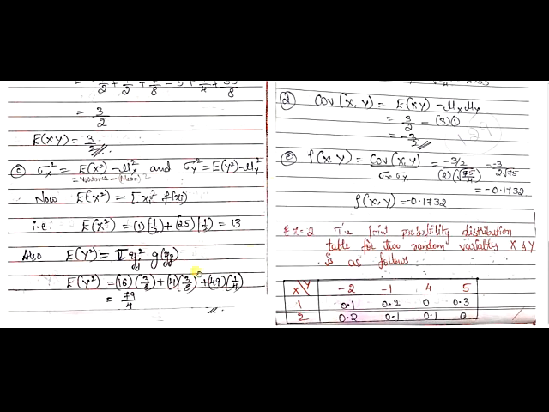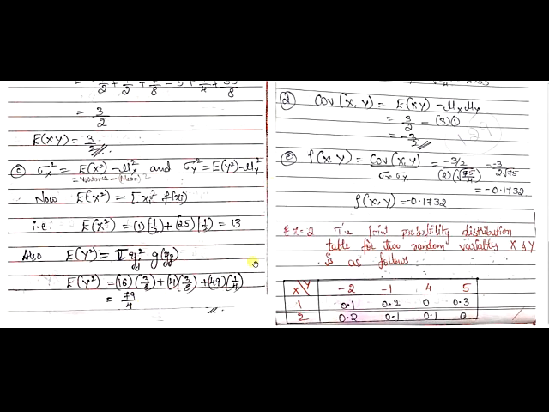Now in place of yj square, see this: minus 4 the square into 3 by 8. Minus 4 the square is 16, so 16 into 3 by 8 plus 2 square, which is 4, into 3 by 8 plus 7 square, which is 49, into 1 by 4. Those are the terms we have written here. When you simplify it, that will give you 79 divided by 4.